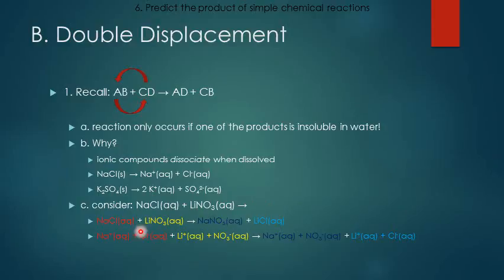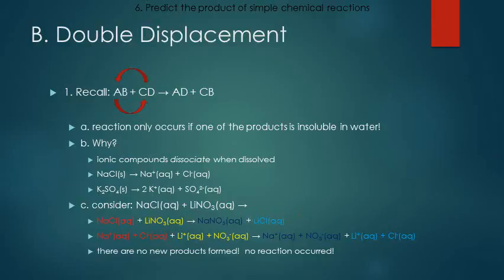I have sodium ions on each side. I have chloride ions on each side. I have lithium ions on each side. I have nitrate ions on each side. No reaction occurred. Okay? It might look like it when we write the formulas like we do here, when we're not showing what actually exists, but there are no new products formed.